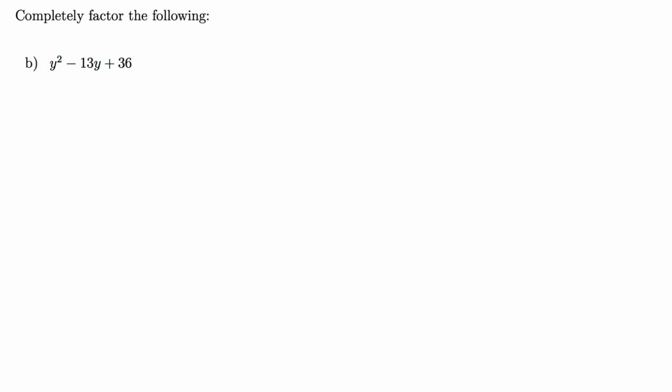On part B, we need to completely factor y squared minus 13y plus 36. As always, the first step in factoring is to find a greatest common factor. Since the first term is a 1y squared and the last term is a 36 with no y's, I can jump straight to the GCF being 1. Next, we need to recognize the type of polynomial that we're working with. This is a trinomial.